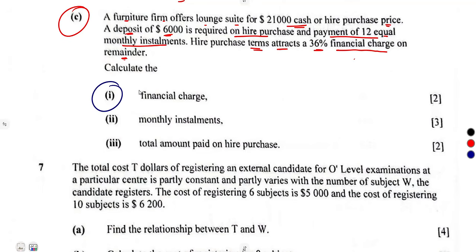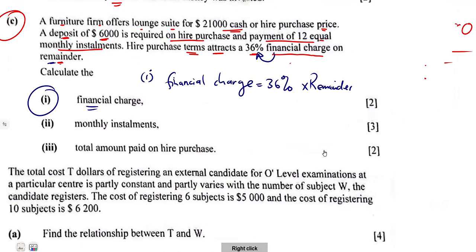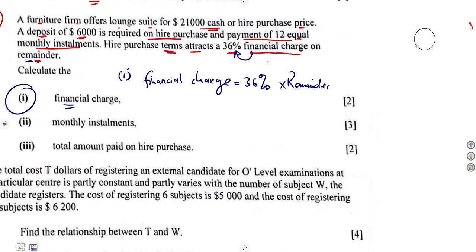So calculate item one, the financial charge. As we can see here, the financial charge is 36% of the remainder. So that's our financial charge. It is taken as 36% of the remainder. What is the remainder? When you are using the hire purchase agreement, you pay a deposit of 6,000.